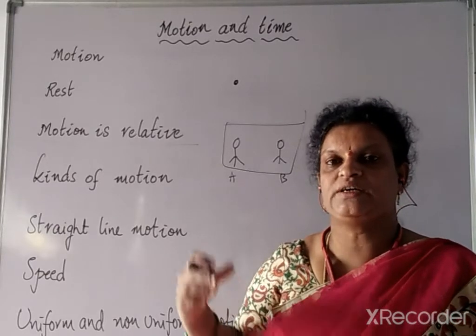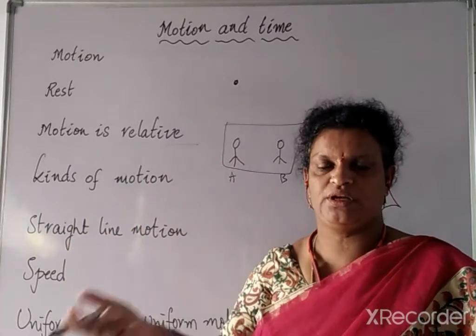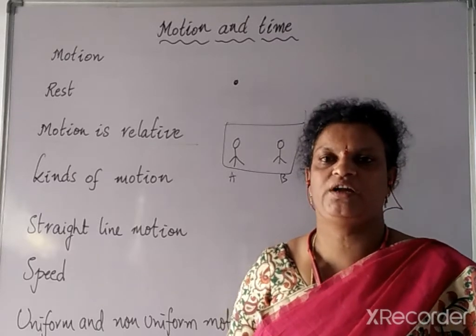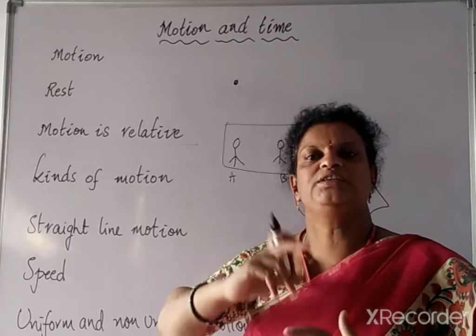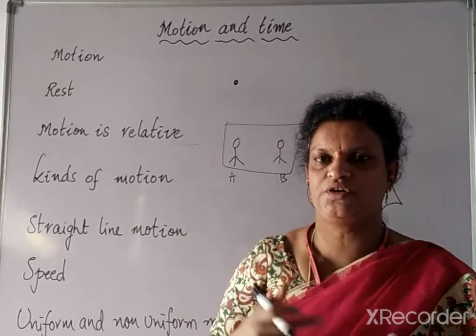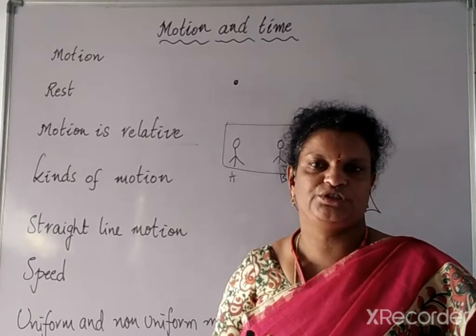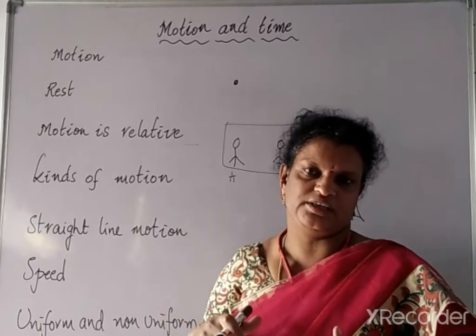But whoever is observing from another planet, according to them, we are in motion. Actually, we are in motion every second. How can we say that? Because our earth is in motion. What is that motion called? Circular motion. It is having the circular motion and also rotatory motion. It is revolving around the sun in circular motion.